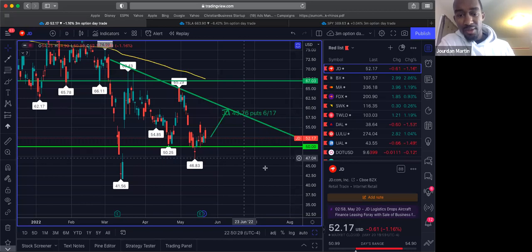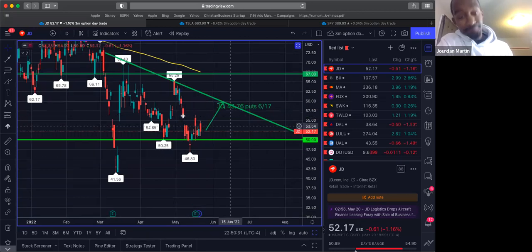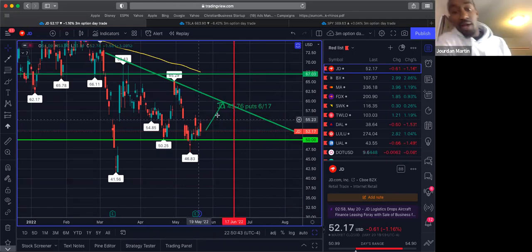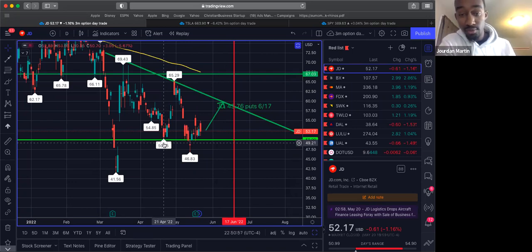So we had this descending triangle here. A 43.76 put for 6/17 means that you're going out to here, right? What I would like is if you can break below this support. Say during the day you come down below 50.25, that would be good. Preferably at the end of the day, it looks like it's about to close below 50.25. That's when I would maybe re-enter and adjust.